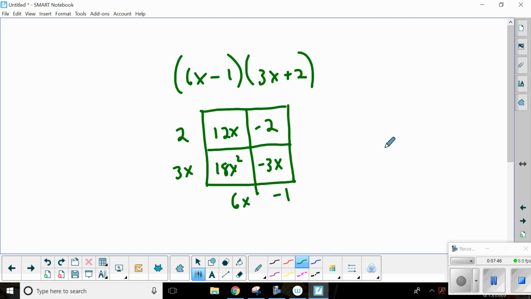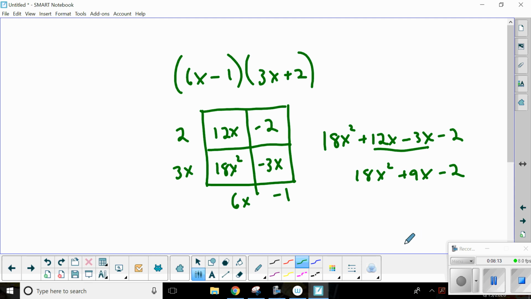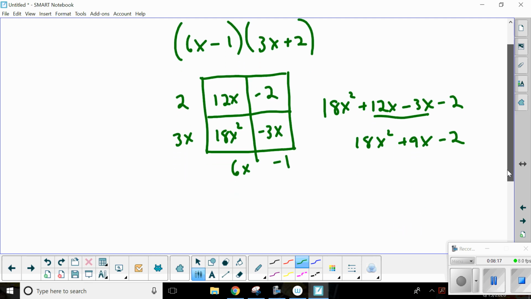And then I put it together in terms of a sum. So I'll have 18x squared plus 12x minus 3x minus 2. These terms can combine together, 12x minus the 3x. So I'll have 18x squared plus 9x minus 2. And so that's using the generic rectangle in order to figure out the new polynomial.